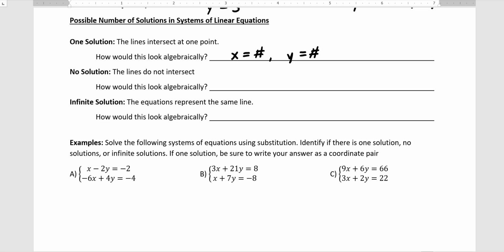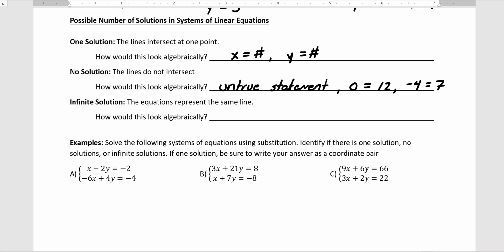Now, it's also possible that there's no solution. The lines don't intersect. How would that look algebraically? Well, remember, graphically, that means there are parallel lines. Algebraically, what that means is we're going to get an untrue statement. We're going to get something like 0 equals 12, or negative 4 equals 7. Something that's not true. Notice there's going to be no variable here. There's no x, there's no y. Those have been eliminated. Those aren't there anymore. They've been canceled out during the operation.